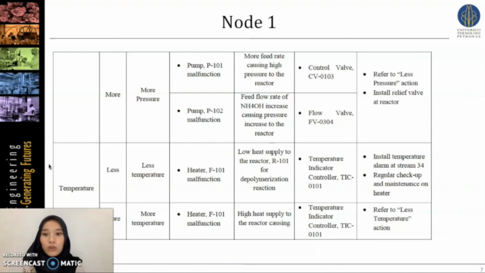For temperature, there are 2 deviations, which are less temperature and more temperature. This can happen because of heater F101 malfunction. This causes low heat supply to the reactor for less temperature and high heat supply for more temperature. The existing safeguard there is TIC0101. For less temperature, we recommend installing a temperature alarm at stream 34 and regular checkup and maintenance on the heater. The recommended action is also the same for more temperature.